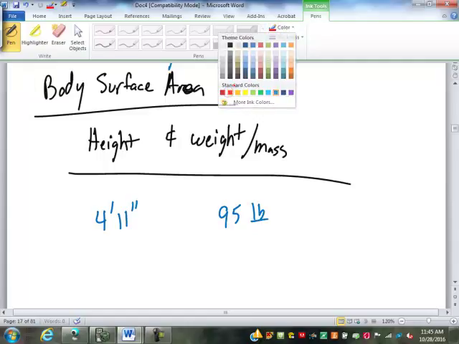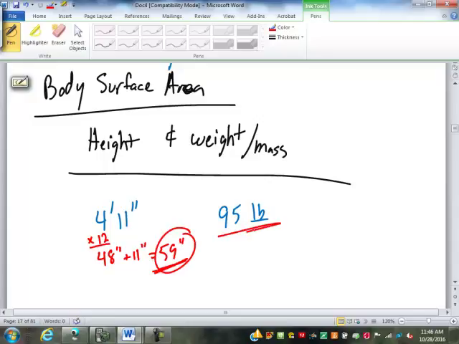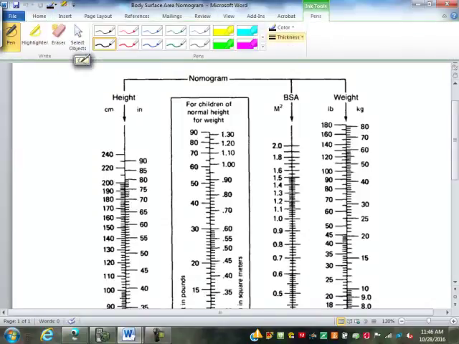So first we got to convert 4 feet 11 inches into just inches, sorry. So 4 feet times 12 is 48 inches, plus the 11 inches is 59 inches. So we're comparing 59 inches and 95 pounds. If we look on the nomogram here, we've got height over here and weight over here. And this is the body surface area.